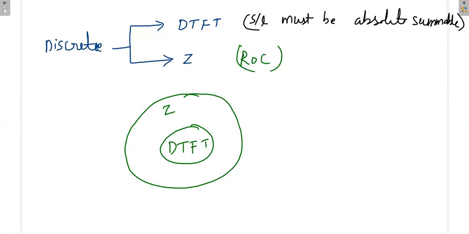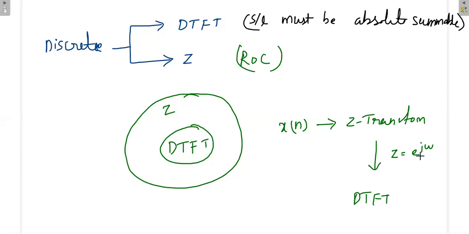That means if the signal is given, you have the Z transform, then from the Z transform, if you apply some condition, you will get the discrete time Fourier transform. That condition is simply z equal to e power j omega. So for a signal x of n, you write the Z transform. Definitely the answer consists of z. For that z, if you apply z equal to e power j omega, then you'll get an answer that is the same as the discrete time Fourier transform of the original signal, that is x of n.